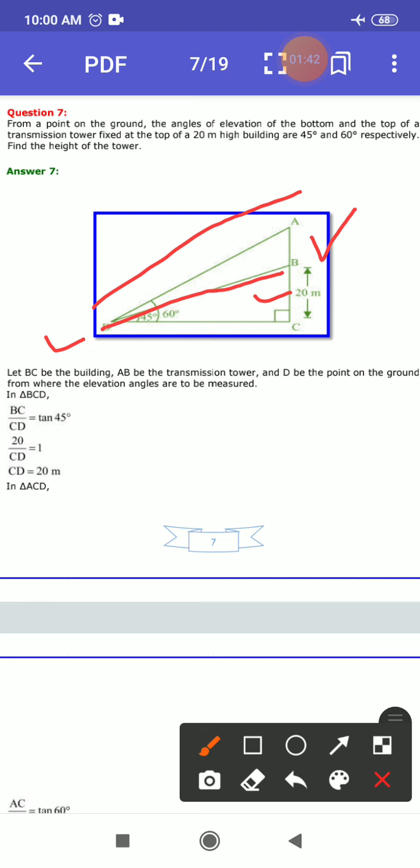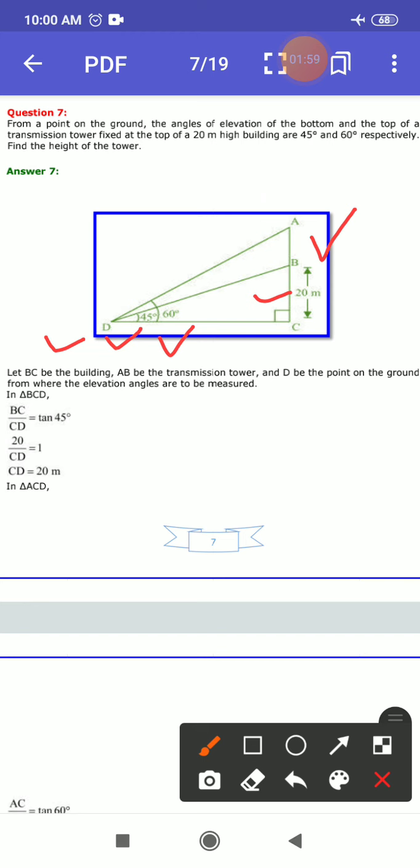First of all, when you see the top of the tower, you make an angle of 60, and if you see the bottom of the tower, then you make an angle of 45. Do you understand what the question says?